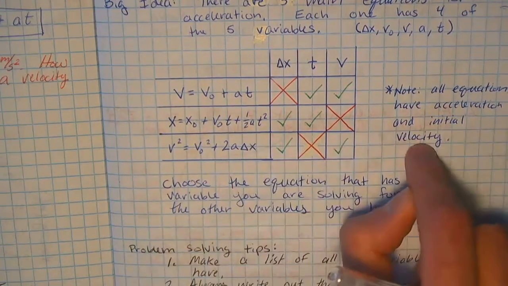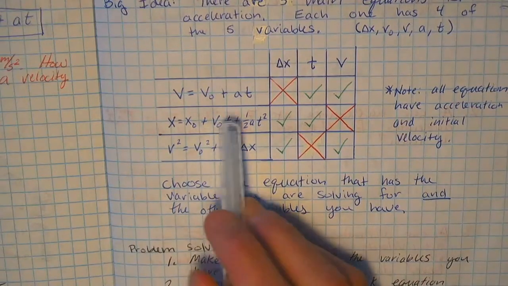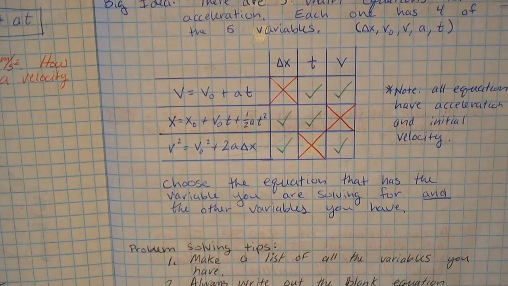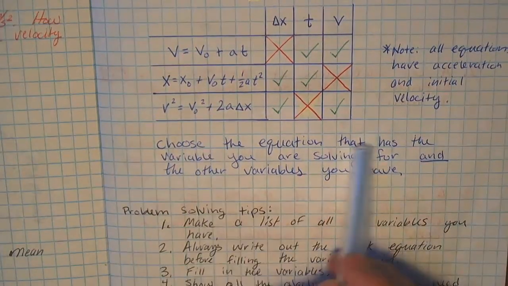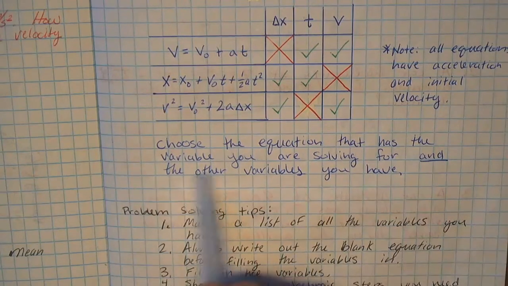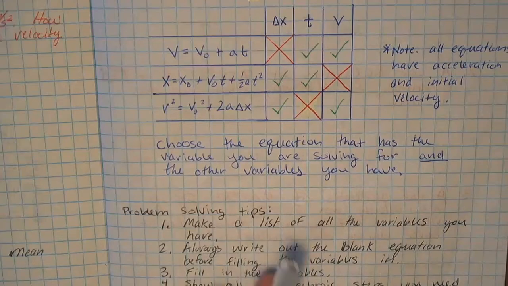Do note that all of them have your initial velocity, v naught, and they all have acceleration. So that is true. So usually the trickiest part is to choose the equation that has the variable you are solving for and the other variables that you're given. Okay, so the one that you are solving for and the other ones that you're given.